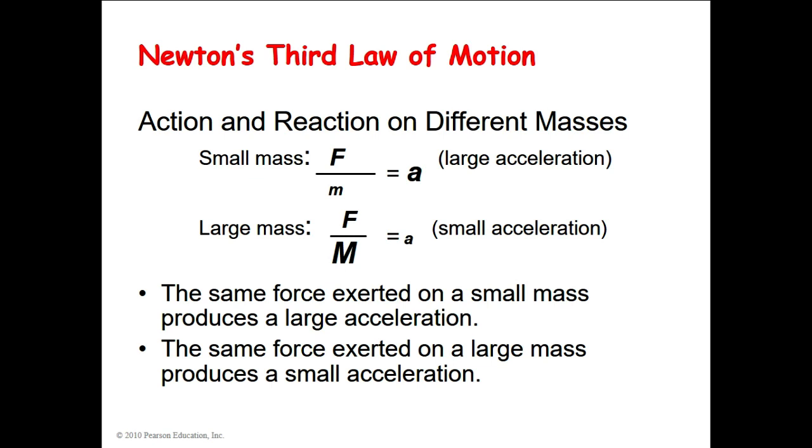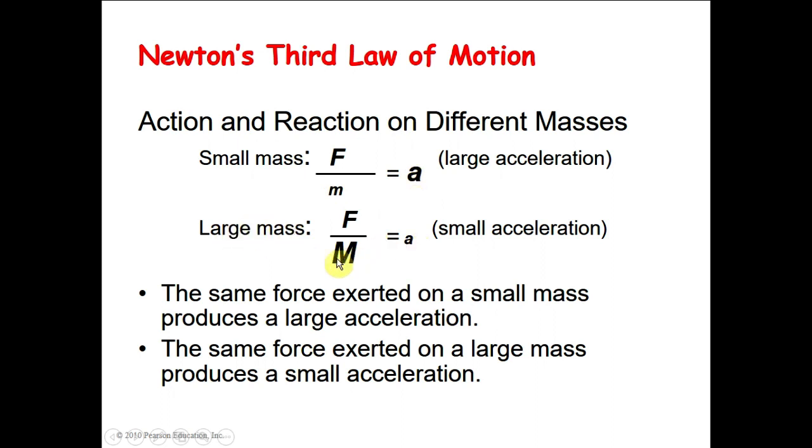The idea is the following. You have two objects and there is the same force acting on both of them, the action and the reaction. Now, if you think about the small mass, the force F acting on the small mass will produce an acceleration. But because the mass is small, the acceleration will be large. As we mentioned in the previous chapter, when mass is small, the acceleration will be large because mass and acceleration are inversely proportional.